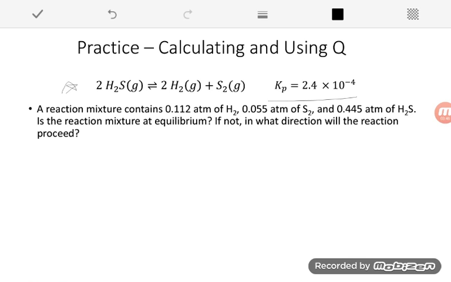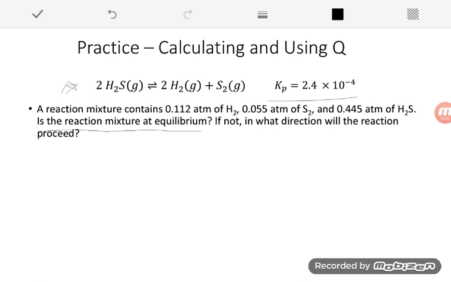Now we're running the reaction again. It's been going for a while, and we want to know if we've reached equilibrium yet. So we measure the pressures of everything involved, and we see that we currently have 0.112 atmospheres of hydrogen, 0.055 atmospheres of sulfur, and 0.445 atmospheres of H2S. Is the reaction mixture at equilibrium?